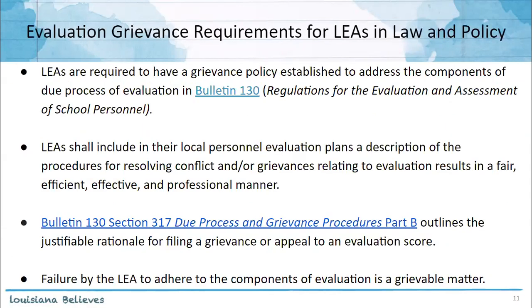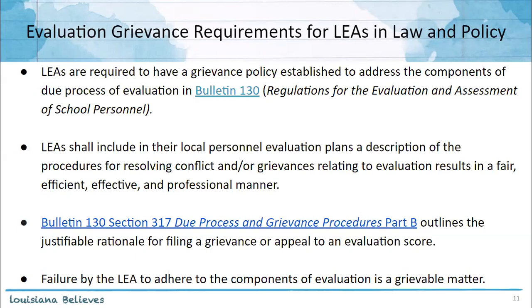As mentioned before, if these components and process of evaluation are not met by an LEA, a grievance can be filed. LEAs are required to have a grievance policy established to address the components of evaluation and of due process of evaluation in Bulletin 130. That's linked in the Compass library.